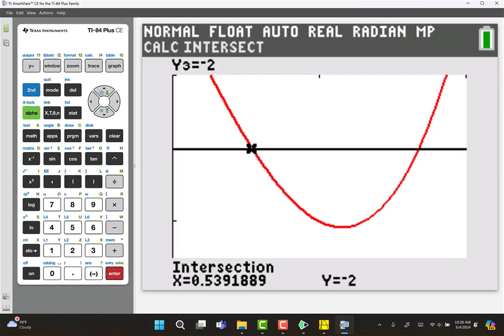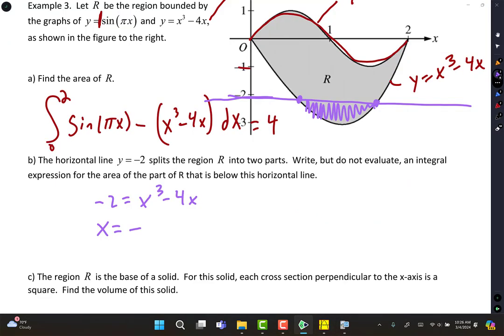I just did it. 0.5391889. Point 5391889. And what was the other one? Well, I haven't done the other one.